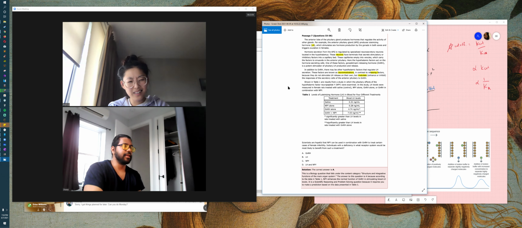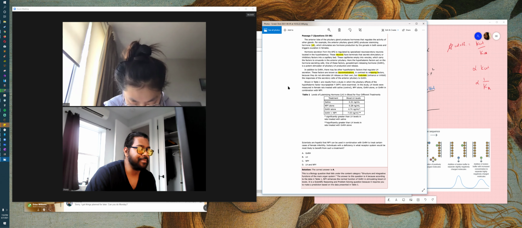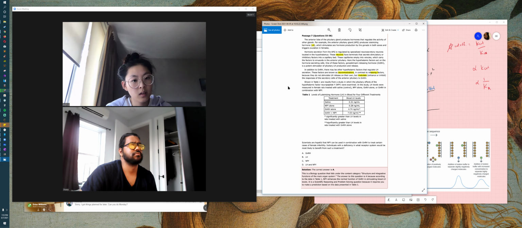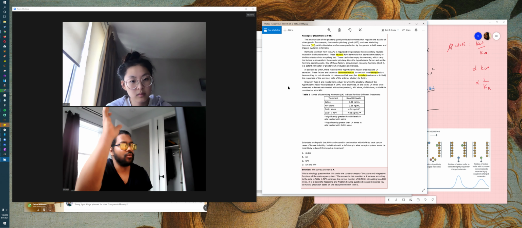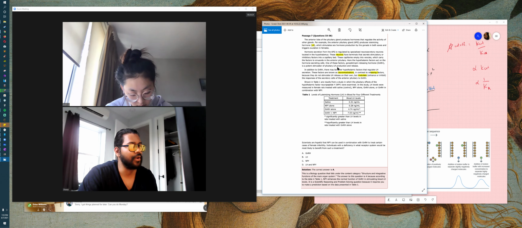I was thinking of it in the sense of receptor system, because GnRH is what causes things like the LH to be made, and then that works elsewhere. Like it says, GnRH is a potent stimulator of pituitary LH production and release.